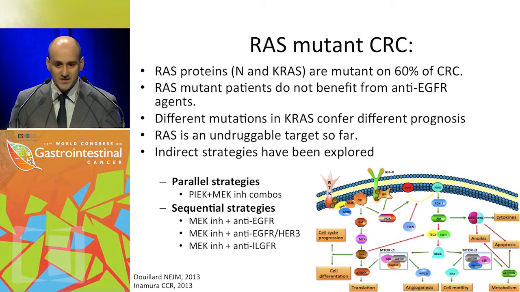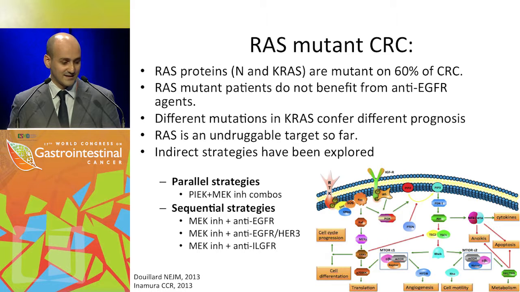Regarding the subgroup of RAS mutant tumors in colorectal cancer, we know that RAS proteins could be mutated in around 60% of colorectal cancer, and this confers a clear pattern of resistance to anti-EGFR monoclonal antibodies. It has also been theorized that different mutations in different exons of RAS proteins could have different prognostic implications in the metastatic disease. We know that thus far, RAS has been out of therapeutic reach. We cannot directly block RAS.